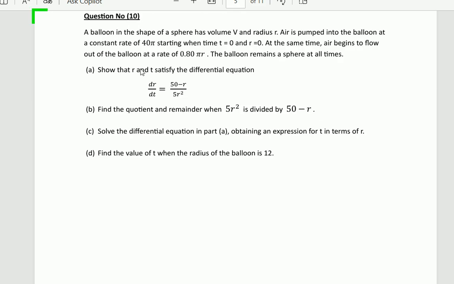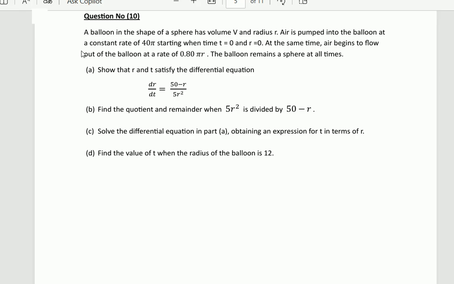Question number 10: A balloon in the shape of a sphere has volume V and radius R. Air is pumped into the balloon at a constant rate of 40π, starting when t equals 0 and r equals 0. At the same time, air begins to flow out of the balloon at a rate of 0.80πR. The balloon remains a sphere at all times.